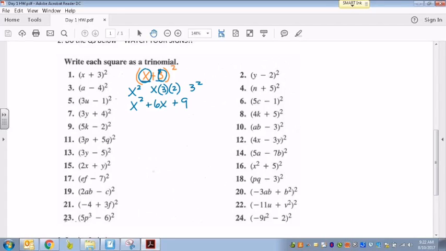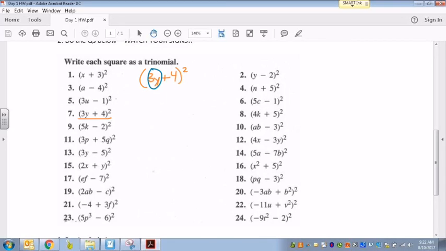For example, let's do number 7. All right, number 7 here. So it's 3y plus 4 squared. So again, if we were to write it out, 3y plus 4, 3y plus 4, you could totally do that. But again, let's practice our skills that we just learned. And let's do the shortcut.